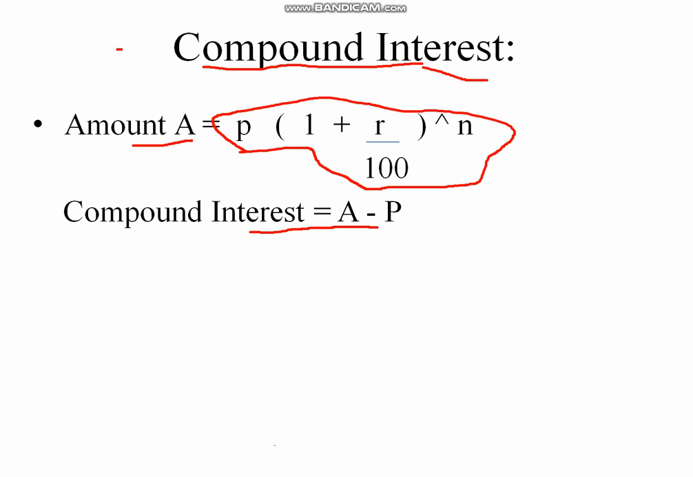In case of compound interest, first find out the amount, that is the amount which is returned to the bank. So first find out the amount and then calculate the compound interest, I is equal to A minus P. So remember this formula, P in bracket 1 plus R upon 100 raised to n, and compound interest is equal to A minus P.